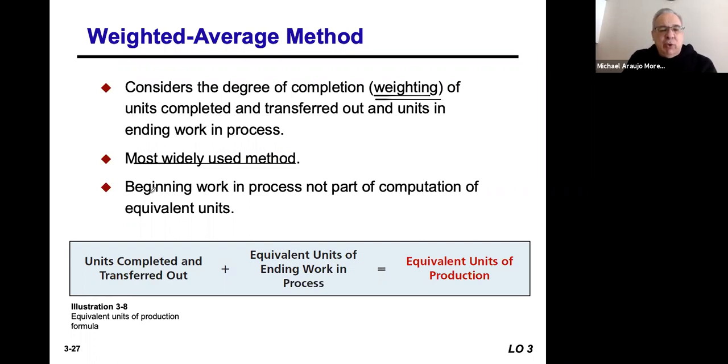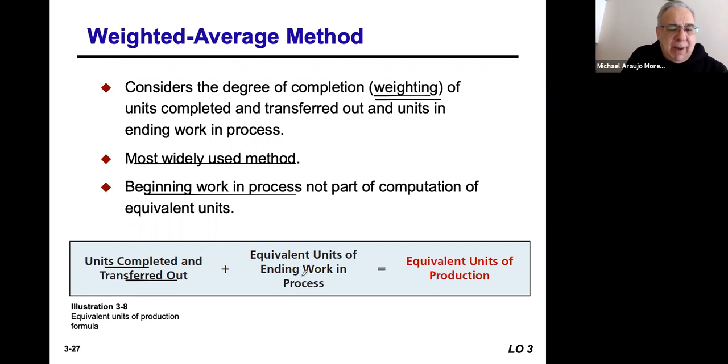We do not use the beginning work in process. We only use the ending work in process. Basically, at the end of the process, there are units that are completed and ready to transfer out, which means they're ready to go to finished goods. So those are total units.